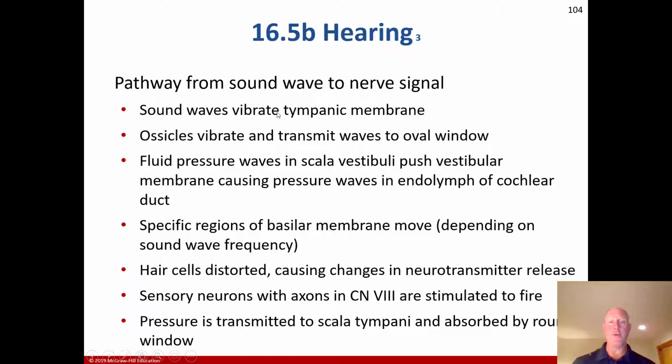For hearing, you need to know this pathway. This will be on your exam: the pathway from the sound wave to the nerve signal. Sound waves vibrate the tympanic membrane. Ossicles vibrate and transmit waves to the oval window.